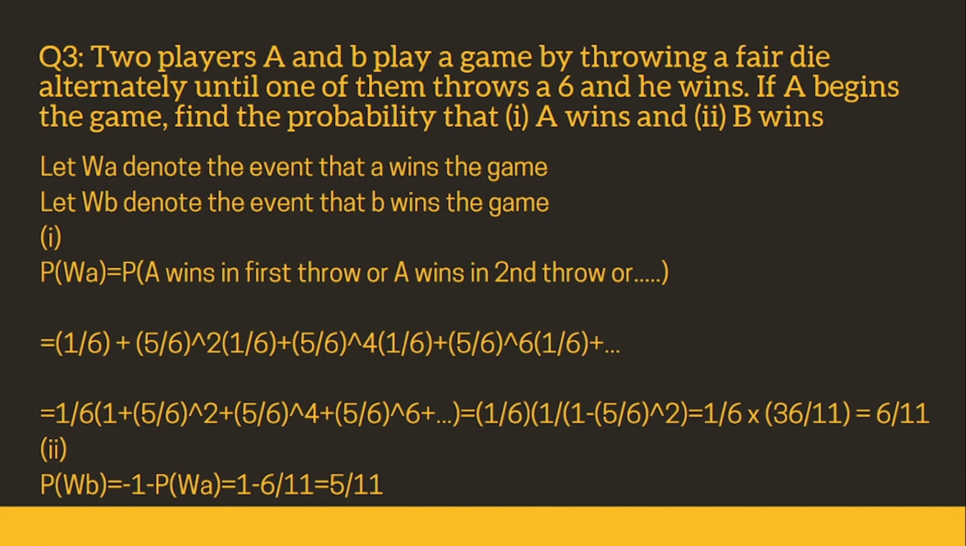Then, for the probability of B to win, it's going to be the probability of A deducted from 1, because there are only 2 scenarios. Either A wins or B wins.